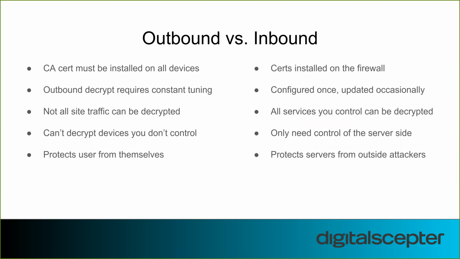With outbound, like I mentioned, and as you are probably aware if you set it up, you need that CA cert installed on all your devices. They need to trust that CA cert so you can man-in-the-middle them. On inbound, you only need the certs for the servers you want to decrypt on the firewall. Outbound decrypt is pretty much a constant game of whack-a-mole. More and more services are moving to pin certs or using things like QUIC or other protocols that we can't decrypt.